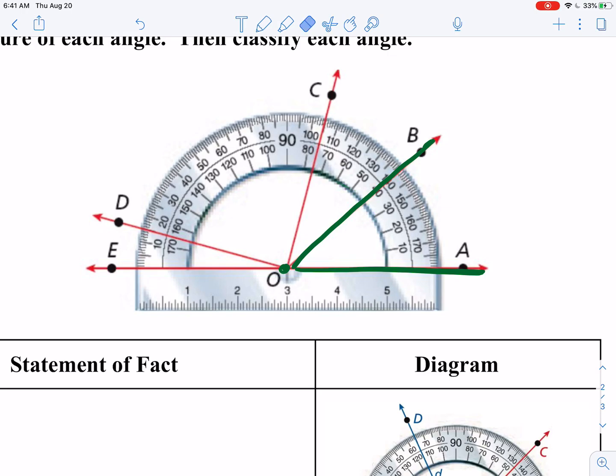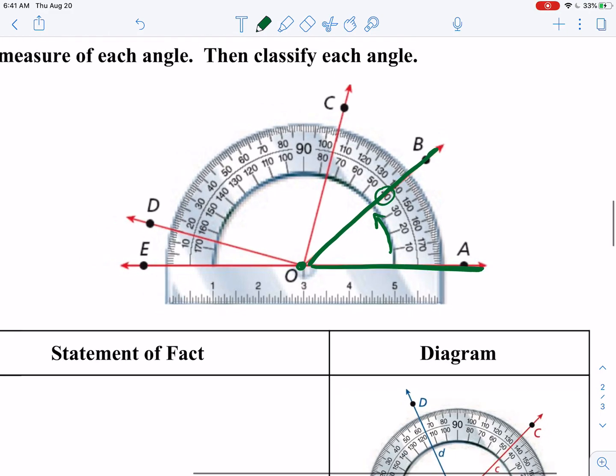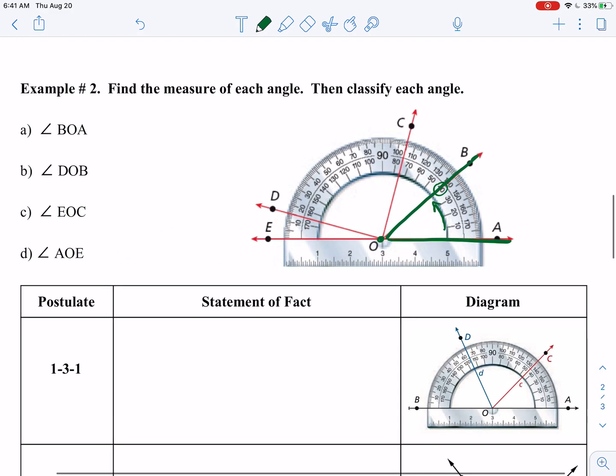Well, if we have one of our rays on this right side, we want to use these inside numbers, starting at 0 and going all the way up to 40 degrees. So the measure of angle BOA would be 40 degrees. Let's keep going. Let's try a few others. Angle DOB.